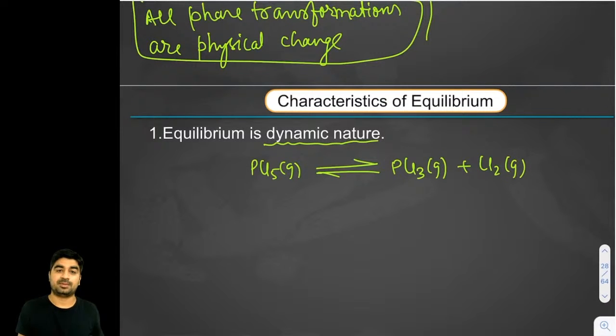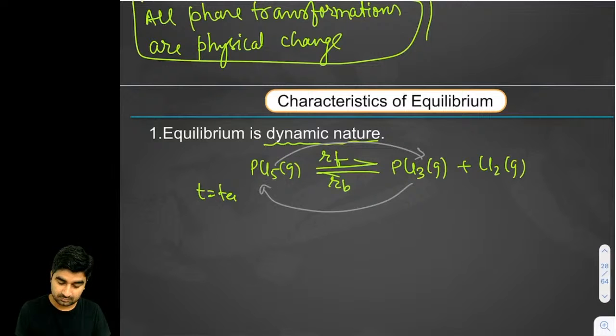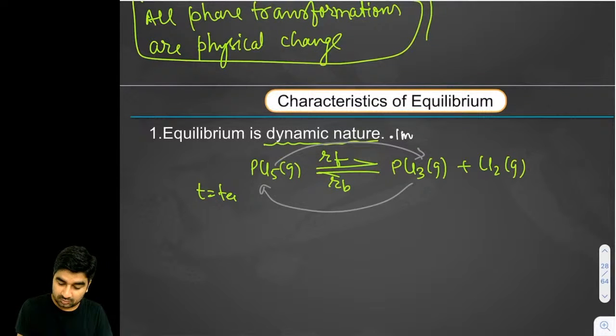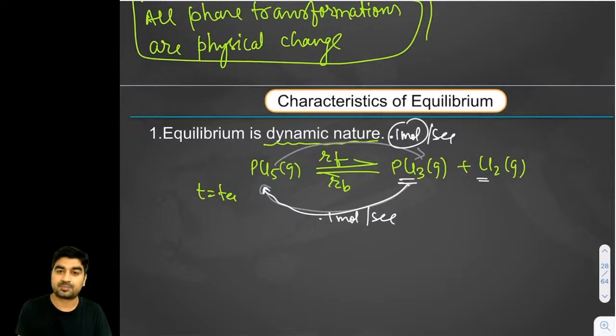So guys, what will happen when equilibrium has been achieved? At equilibrium, rate of forward reaction becomes equal to rate of backward reaction. It means if 0.1 mole of PCl5 per second is converting into these two, then 0.1 mole of PCl5 per second will get converted back into it.